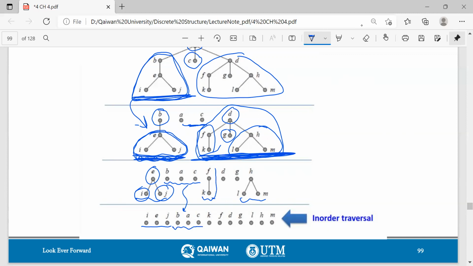Then here we have only one leaf from F. We write down the leaf, which is the subtree, K, then F. D and G, we write down in the same order. And here we have H, L, and M. We write down the left subtree, then the root, and then the right subtree, which is L, H, and M. This is the in order traversal.